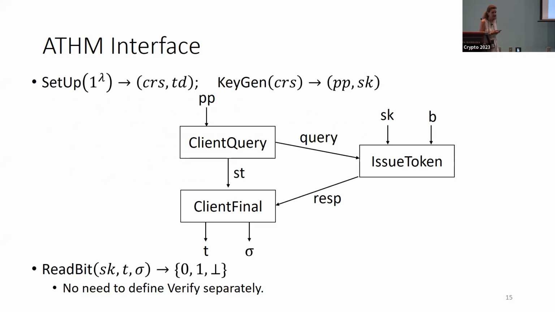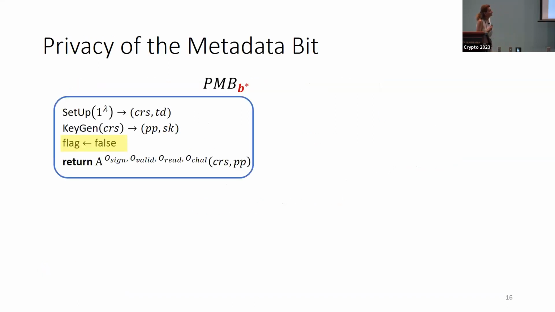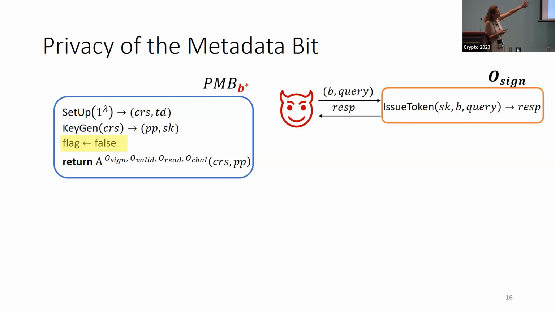As I mentioned, the interface will not change too much. The change is that there is no tag T input anymore. It is going to be output from the algorithm. And there is no verifier. The read bit algorithm is enough to have the validity notion. Now, here is how the PMB notion changes. We will use similar oracles, but we will introduce a new one, the validity oracle, as follows. There is a flag which is set to false to start with, and it will become clear why we need this. The all-sign query oracle is the same as before. The adversary can query with the input bit B and the query itself.